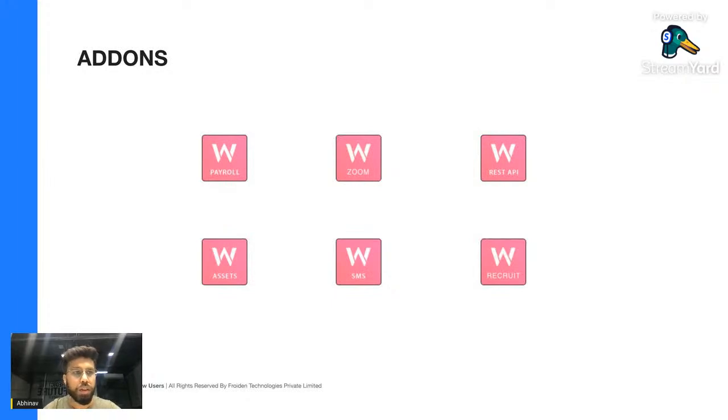Now, apart from all the modules which we just discussed, we have other modules also, like payroll, Zoom, REST API, asset management, SMS, and recruit module. We have not included these modules in the core application. You will have to purchase them separately. You can check on Codecanyon, and I will also list down the links of these modules in the description of this webinar.